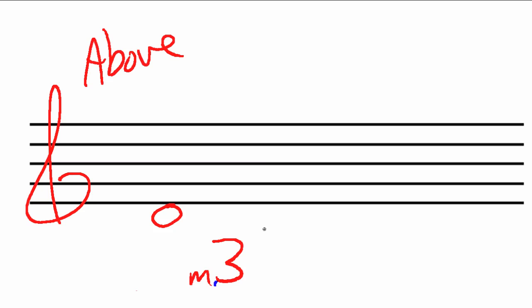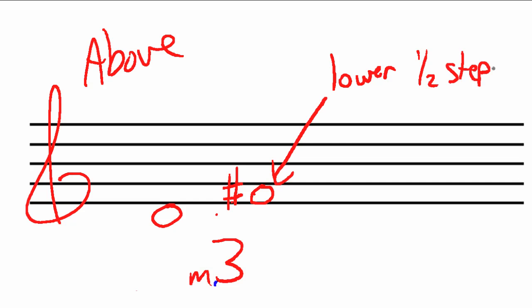Minor 3rd above D natural. 1, 2, 3. A 3rd above D is F. In D major, though, we know we need an F sharp. But we want a minor 3rd, so we're going to lower the F a half step. We do that by eliminating the sharp sign. One more in bass clef with the minor intervals.